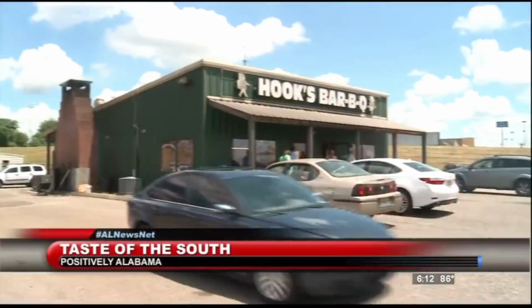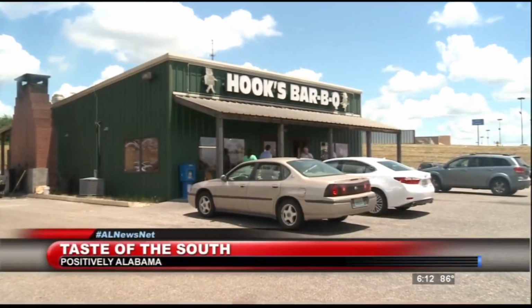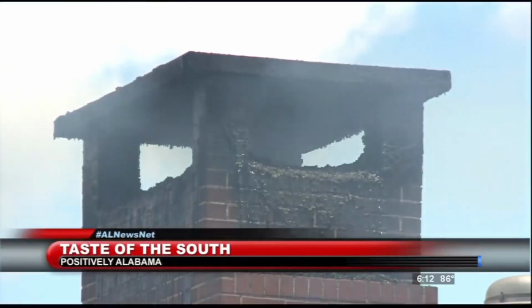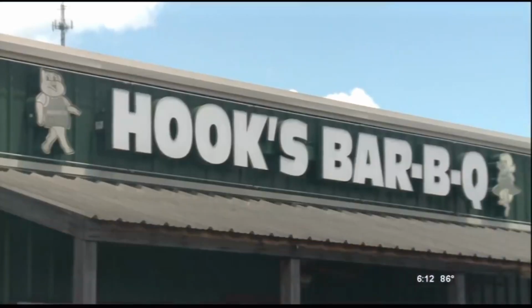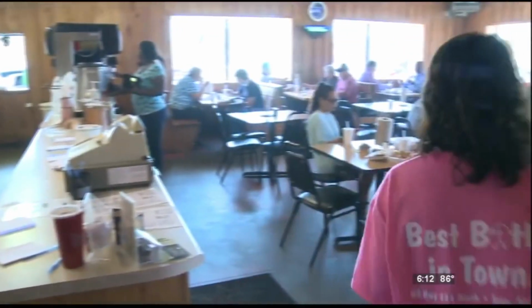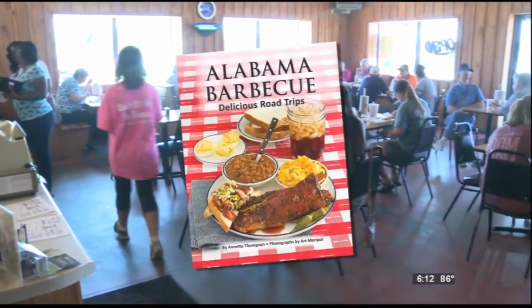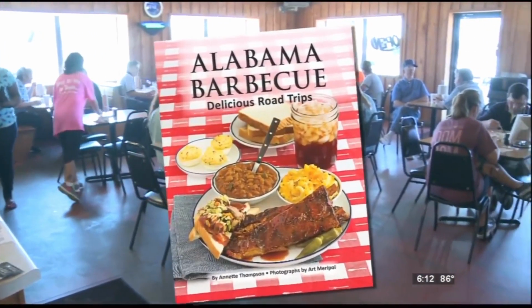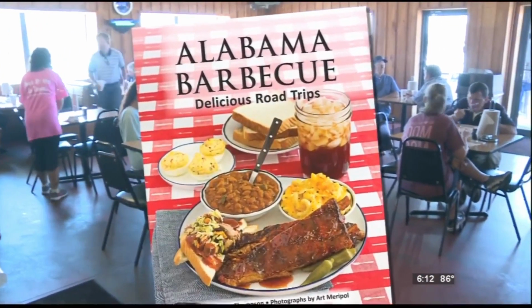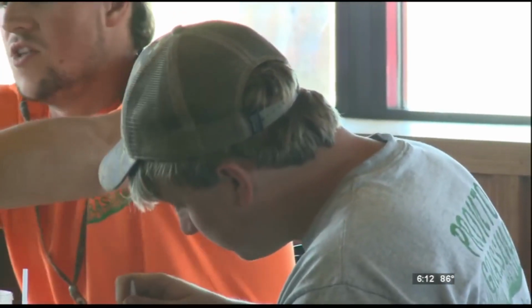Alabama. Just off U.S. Highway 231 in Troy. If you follow the smoke from its chimney, you'll find Hook's Barbecue. This local favorite has found its way into the Alabama Tourism Department's book, Alabama Barbecue, Delicious Road Trips. And its loyal customers know why.